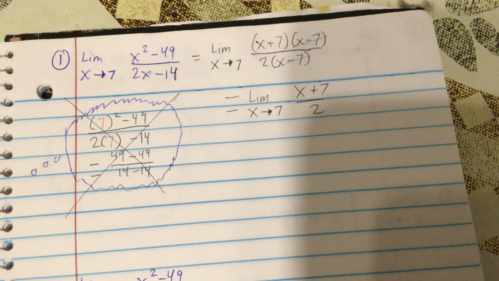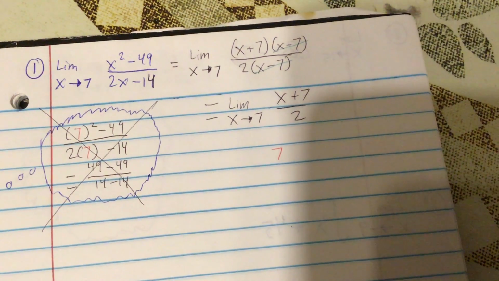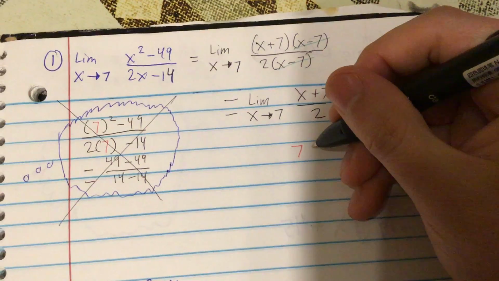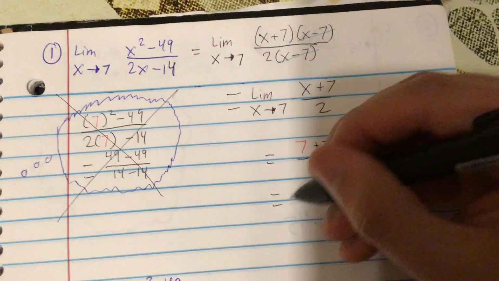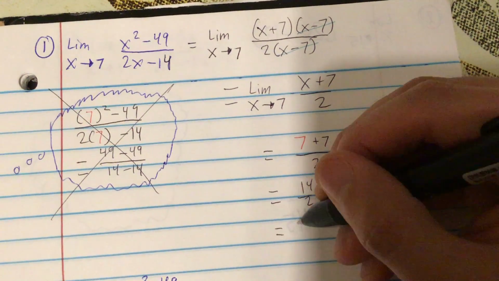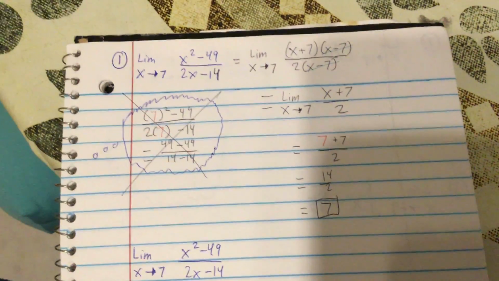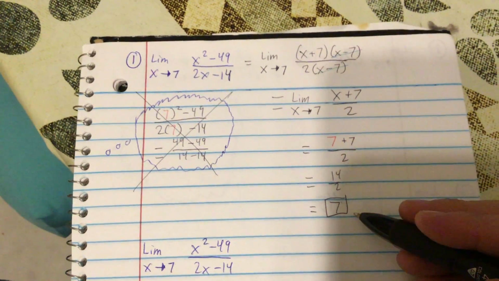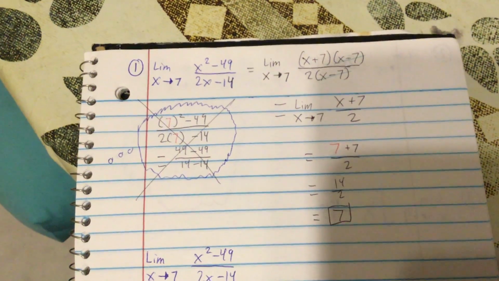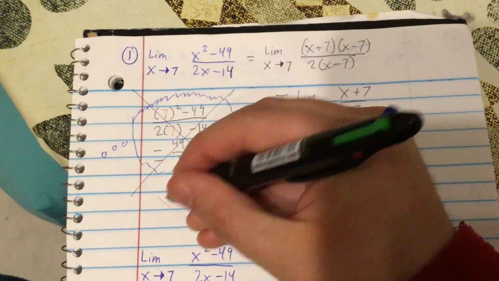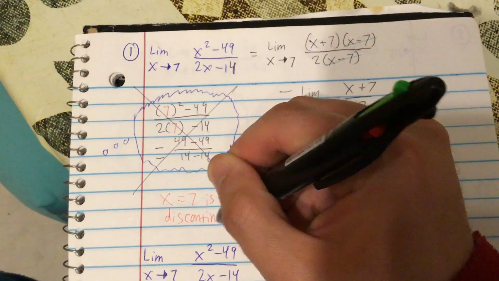Now is direct substitution legal? Yeah. So now I'm going to plug in 7. I can see where this is going. 7 plus 7 over 2, or 14 over 2, or 7. So, as x gets closer and closer to 7, y also gets closer and closer to 7, so there should be a hole. There should be a point at 7, 7, but the point 7, 7 is discontinuous. Therefore, x equals 7 is discontinuous. That's all you need to do.